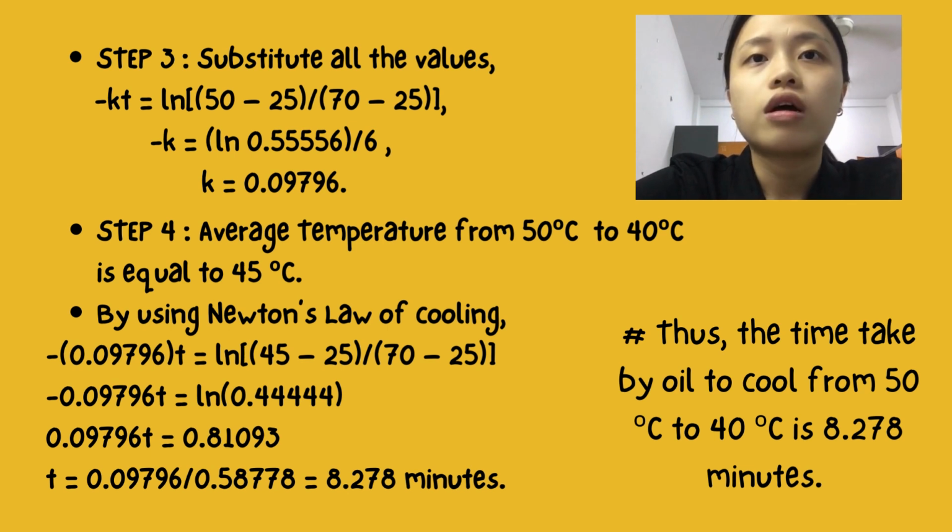Lastly, for step 4, the average temperature from 50 degrees Celsius to 40 degrees Celsius is equal to 45 degrees Celsius. So by using Newton's law of cooling, we substitute the k, which equals 0.09796, into the equation. So it becomes negative 0.09796 t equals ln of (45 minus 25) over (70 minus 25).